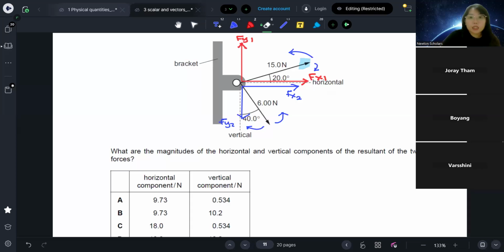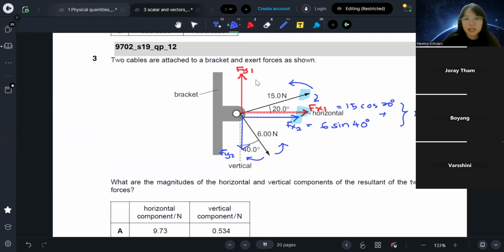Okay. Here, 15 cos 20 degrees. This one is 6 sine 40. Why 6 sine? It's because the 40 degrees is not between them, so I'm using sine. Then this one, we just add together. We should get how many horizontal? I should get 18. Why do I need to add? They are in the same direction. Boyang, let me check. Dear, you have to prepare. Physics we use a lot, unless your mathematics is very good.